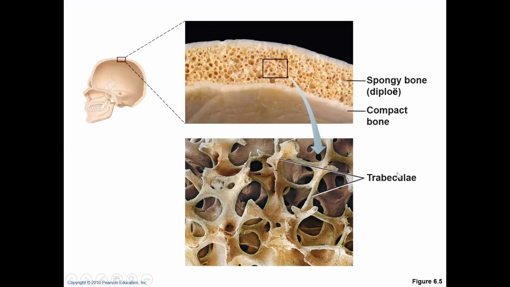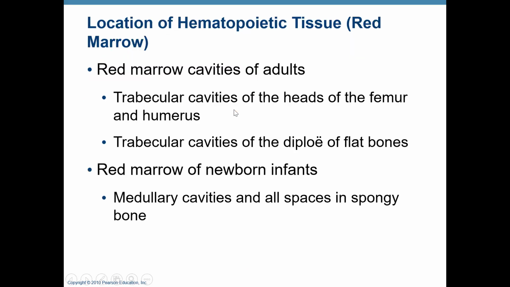So here you're looking at the flat bones of the skull. There is bone marrow in the cavities as well as within the spongy bone. And in red bone marrow, that's where you form blood cells. You also have, it says here, in the femur, the humerus, there's cavities there with red bone marrow. And some here in newborn infants.